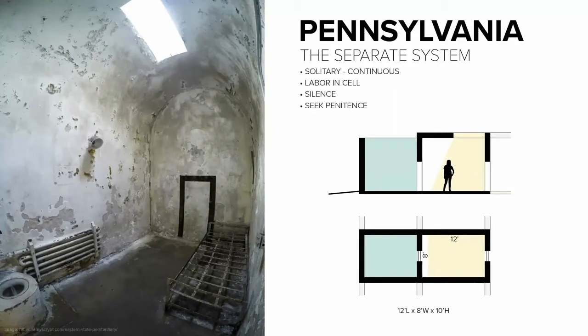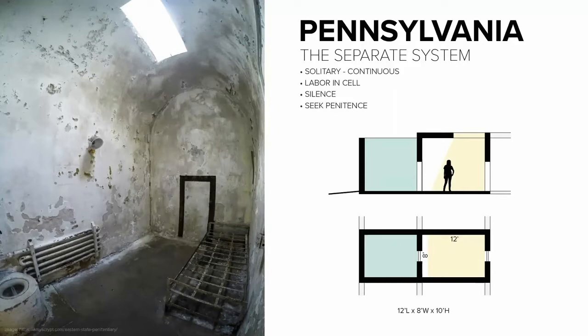As you can see in the diagram below, this is a layout of what the individual cells looked like. The doors were low, so they had to bow before walking into the space. There was a skylight above where they would look up to God and seek penitence. To the left, we see a realized version of this cell in the Eastern State Penitentiary. And again, you can see here the skylight, the small door.